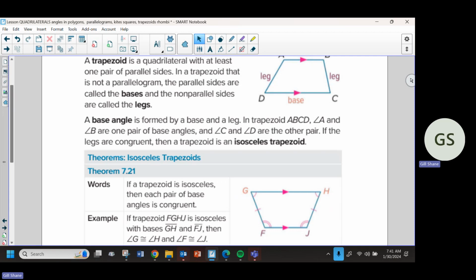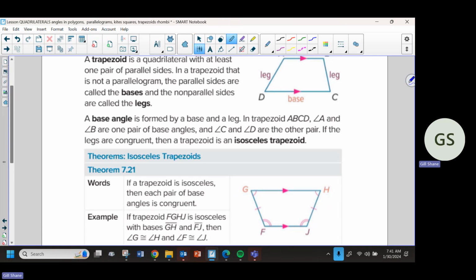So base angles. They explain it a little differently. They say it's formed by a base and a leg. I just say it's the angles where the base is. If this is my base, the angles of the base would be different measures. They wouldn't be the same, but they are formed with a leg and a base. I mean, they're just the two angles.